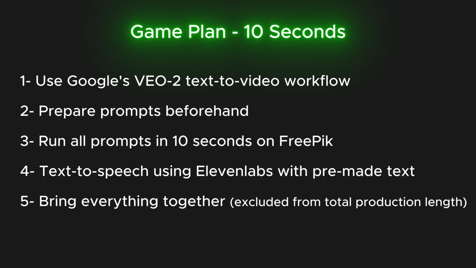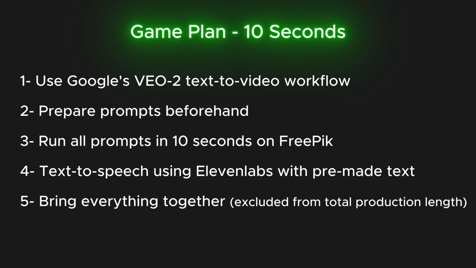Starting with my game plan for this challenge. 10 seconds is such a short time that it's not possible to use image-to-video workflow. Instead, I will rely on text-to-video. When it comes to text-to-video performance, I think Google's Veo 2 is still the best option in the market. I will use Veo 2 on Freepik platform, and Freepik is a fantastic platform where you can find all the state-of-the-art AI video models together.